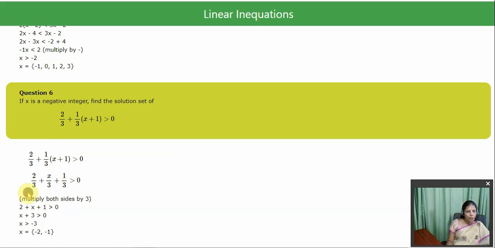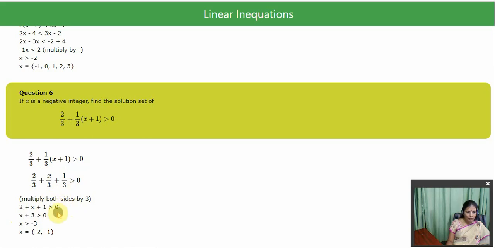Now we need to remove this fraction. We need to clear this fraction. How will you clear the fraction? So multiply both the side of the inequality with the 3. So when you multiply with this 3, when you multiply this 2 by 3 with 3, automatically this 3 and 3 will get cancelled, right? So 2. Here again when you multiply with 3, the 3 gets cancelled. So x plus 1 is greater than 0.